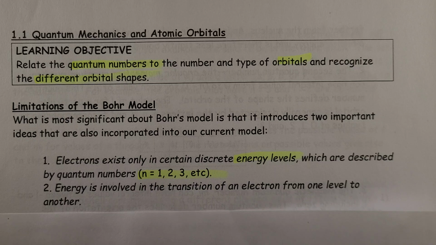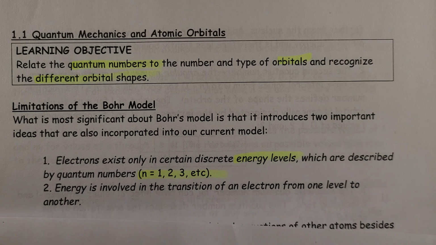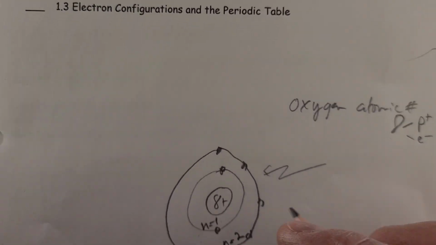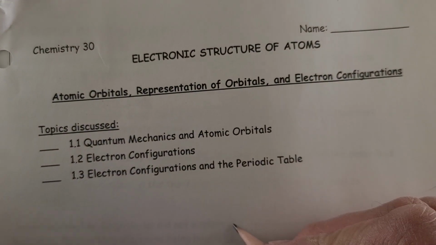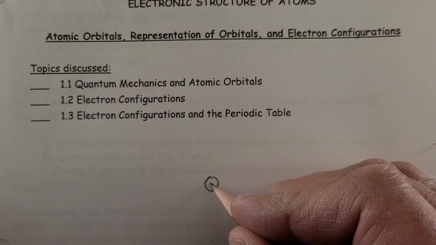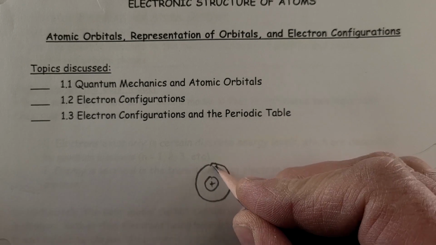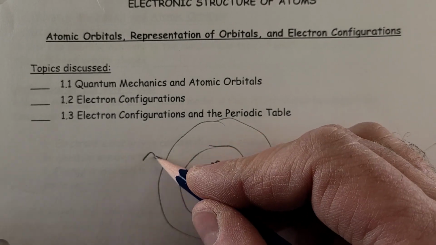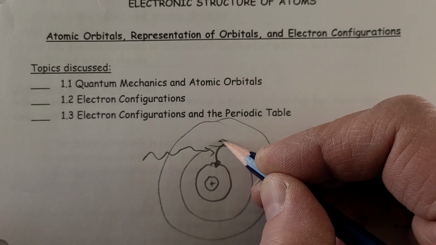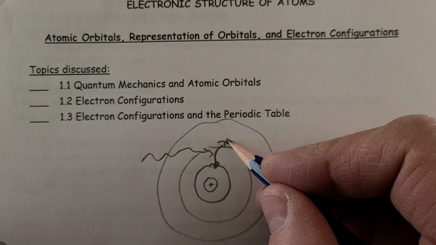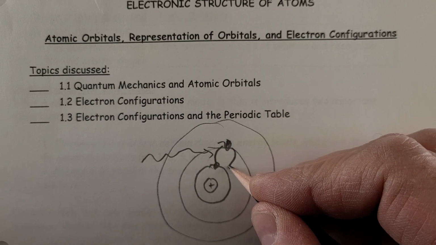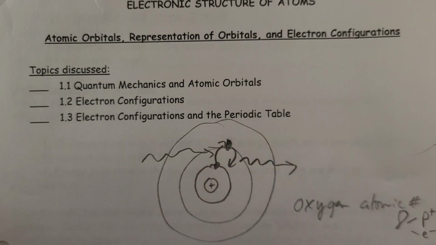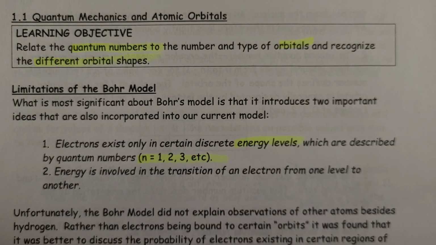And energy is involved in the transition of an electron from one level to another. So electrons can be bumped. If I looked at a hydrogen atom, for example, that has 1 electron in this first level, we still have these other levels, and if it were to absorb energy, it could bump up to a higher level. And of course, when it comes back down, it releases energy as well. So that's what the Bohr model helped predict.